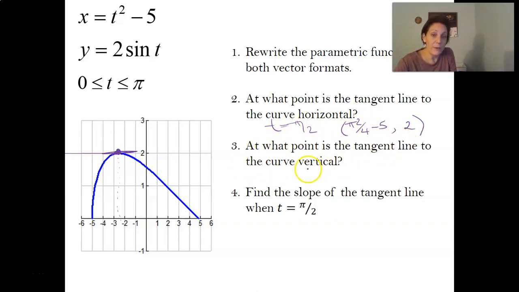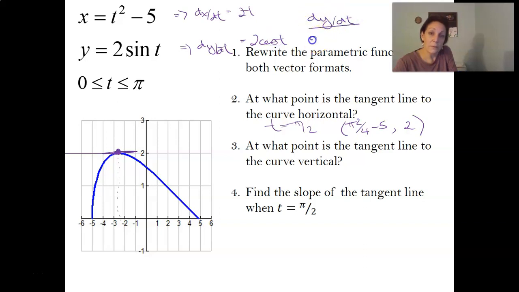All right, so if I want a vertical tangent, let me write this again, hold on. dx/dt was 2t. dy/dt was 2 cosine t. Right. So if I want a vertical tangent, that means my denominator has to equal 0. In other words, my dx/dt has to equal 0. Well, that's not very tough to do, right?